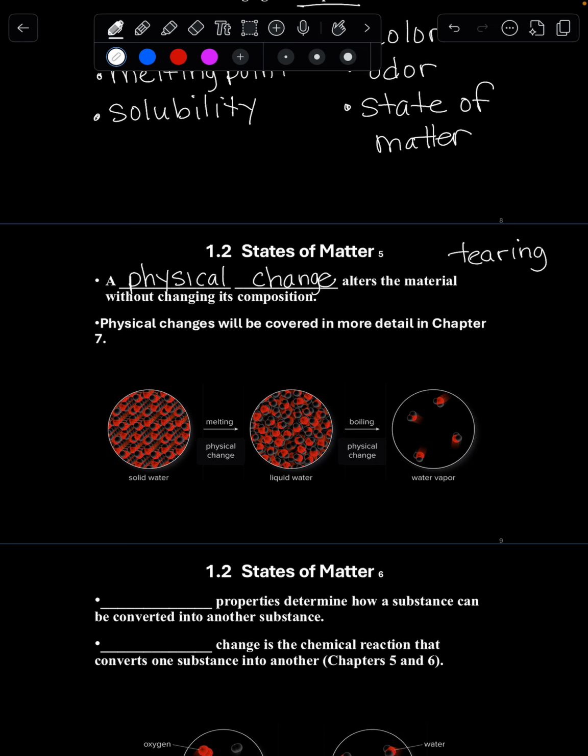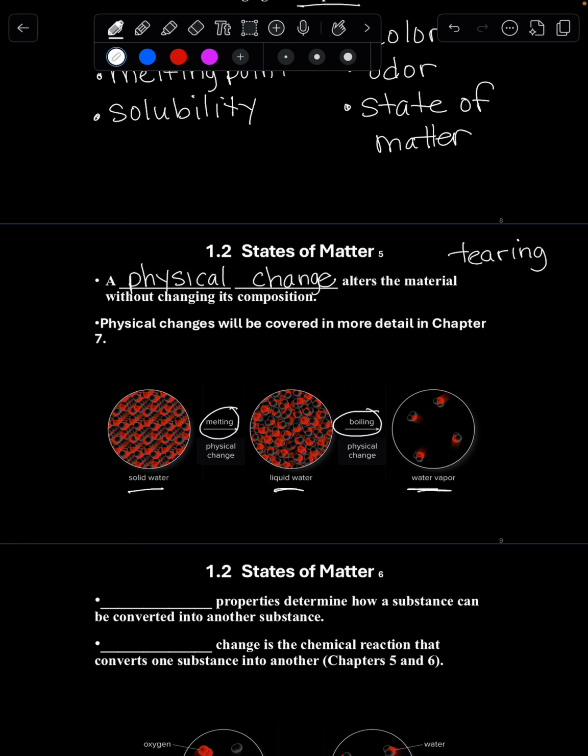The picture that you see here has a particle drawing of water, and it's showing that changing from one state of matter to another is considered a physical change. So here we have solid water, think of ice, and it is undergoing melting, which changes it into liquid water, and that is a physical change. Then we can continue to apply heat, and boiling would take place, and that would change it into water vapor. So these are all examples of a physical change.